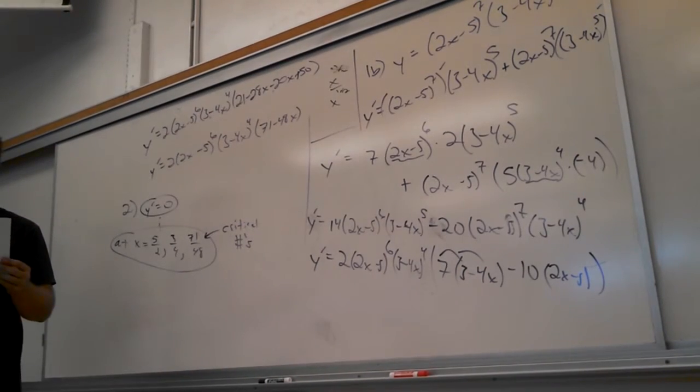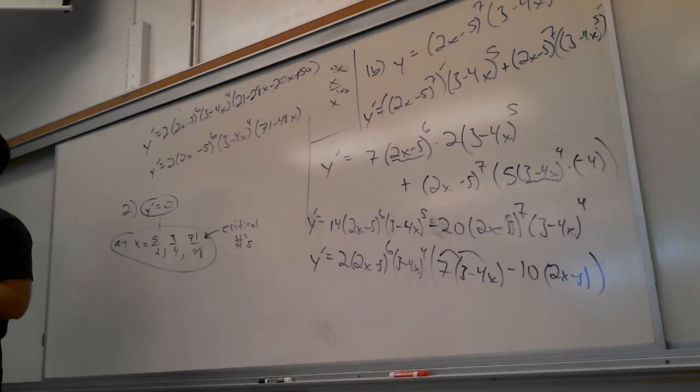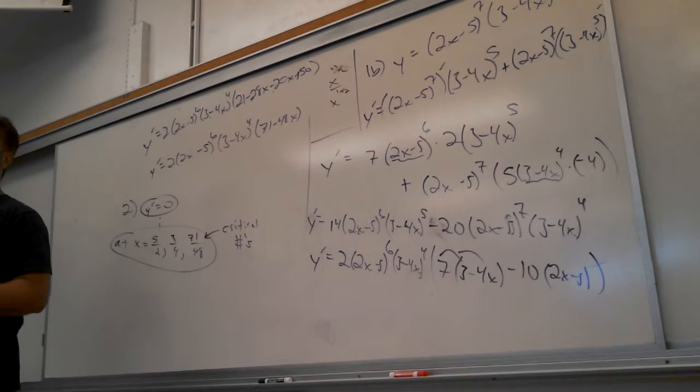C is the easiest problem on here. If anybody got 2 pi in there, it's 0. The derivative of any constant is 0. And pi squared is just a constant.